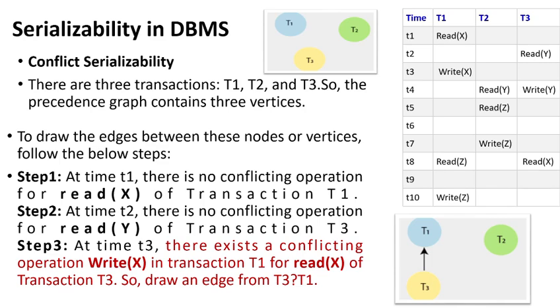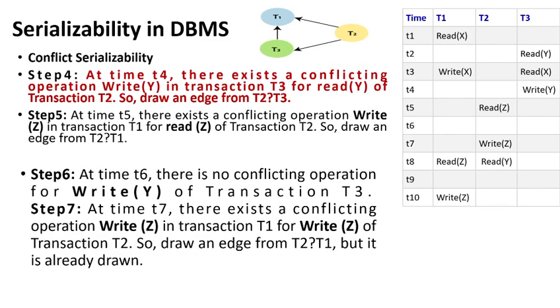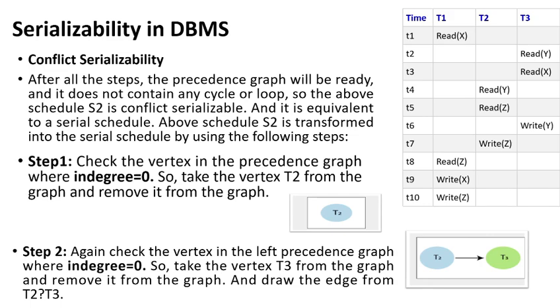Conflict serializability. There are three transactions T1, T2, and T3, so the precedence graph contains three vertices. To draw the edges between these vertices, follow the steps given. You can check them out. After the end of all these steps, the precedence graph will be ready, and it does not contain any cycle or loop. So the above schedule S2 is conflict serializable, and it is equivalent to a serial schedule.